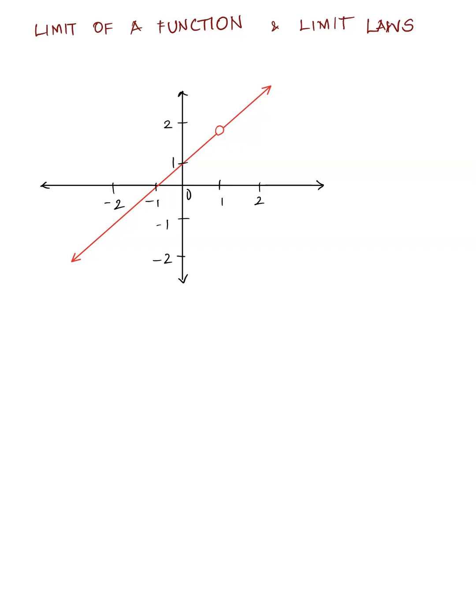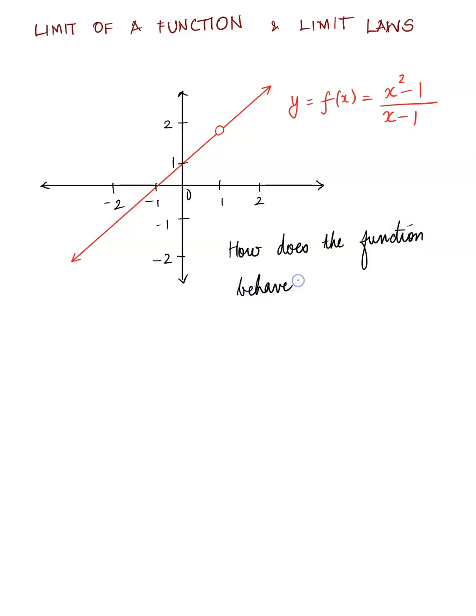So this is defined to be y equals f of x, which is x squared minus 1 over x minus 1. Okay, this is what you get when you graph it. So our question is, how does the function behave near x equals 1?